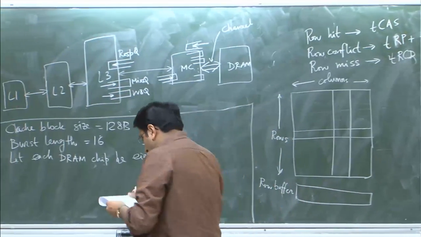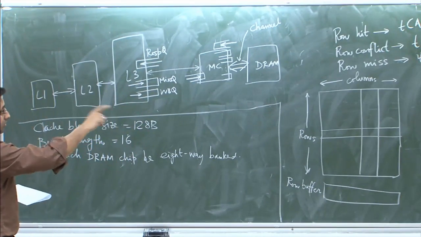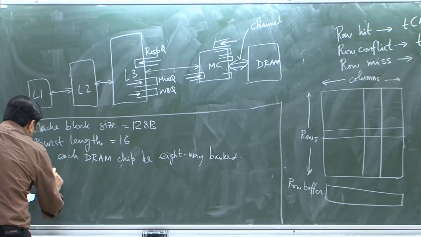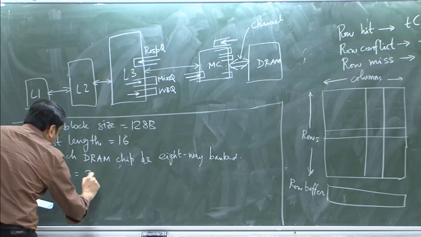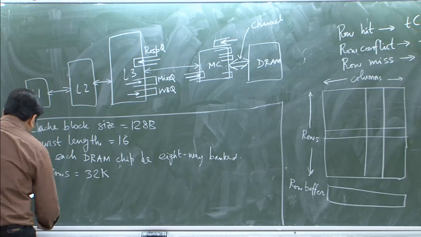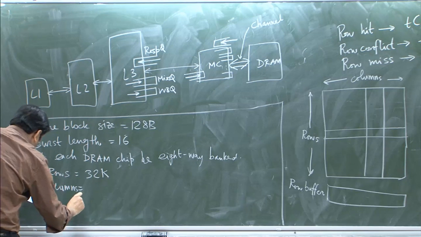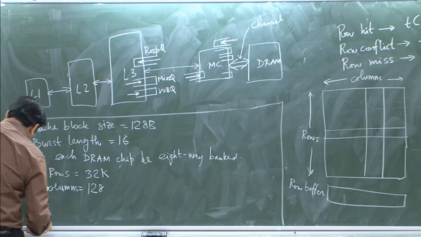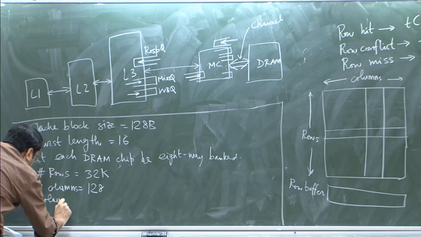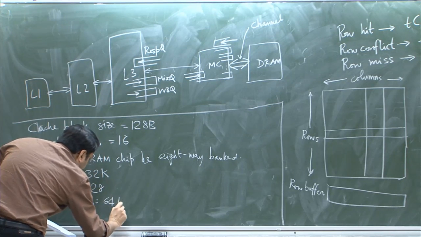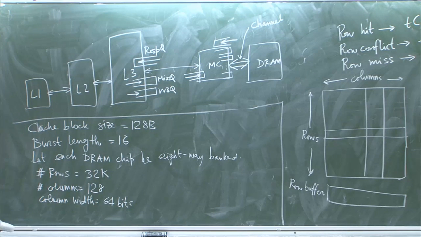So for this particular 2 gigabit DRAM chip, let's assume that we have number of rows equal to 32k, which is 2 to the power of 15. Number of columns equal to 128, and column width is 64 bits. That uniquely defines my bank organization, what a bank looks like. So how big is the row buffer?